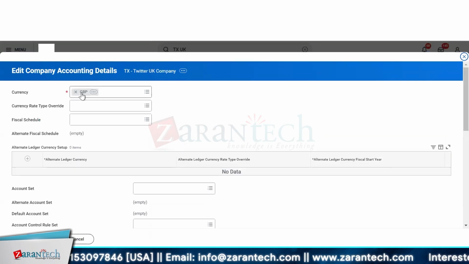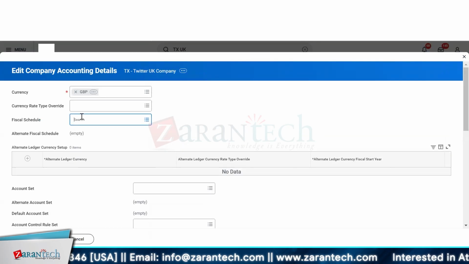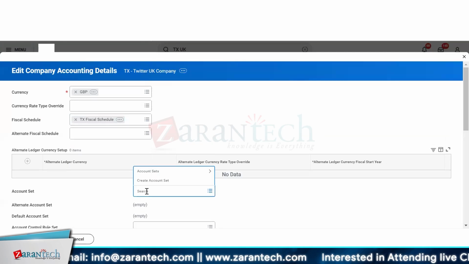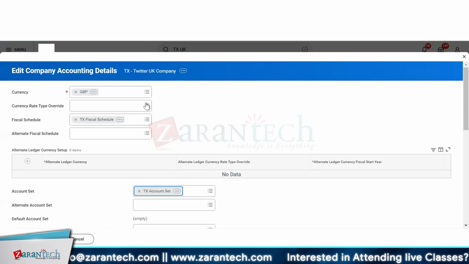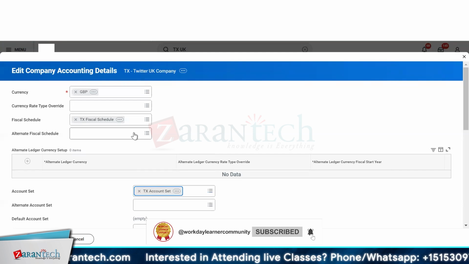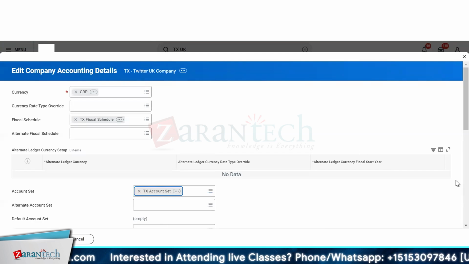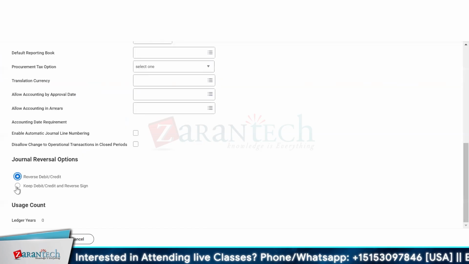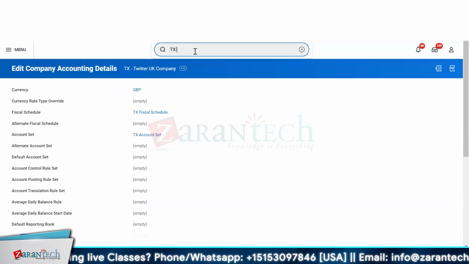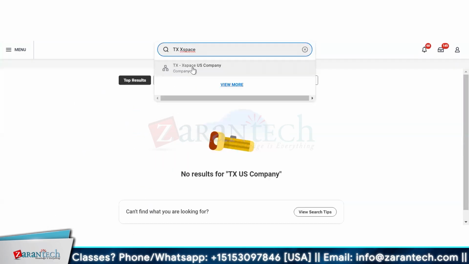Here GBP is automatically coming from this company. Fiscal schedules is TX schedules, and the account sets are here. So this is the right time that you can change it if you want to. If you don't, then once you perform any transaction on this company onward, it will not be changeable. So you have to be careful. Again, here I will keep debit, credit, and reverse sign. Click OK.